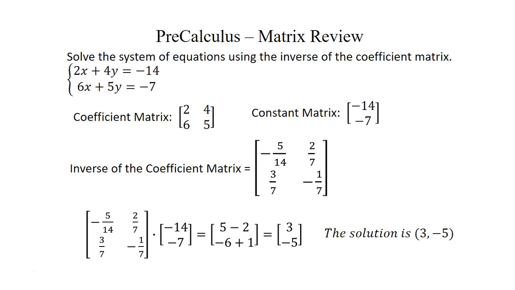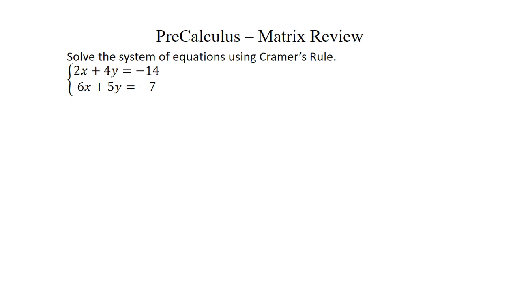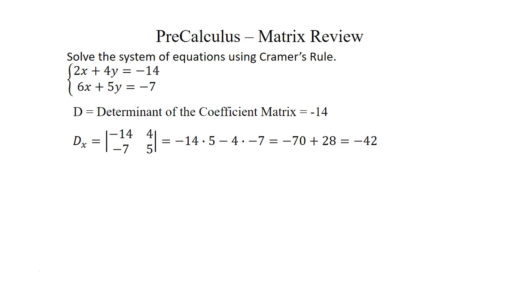Now we're going to solve the same system of equations using Cramer's rule. So using Cramer's rule, we need the determinant of the coefficient matrix, which we found earlier. We also need the dx. And with dx, it's the same as the coefficient matrix, except you replace the x values with the constants. And then we're just doing AD minus BC again.